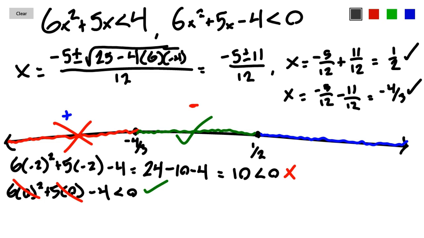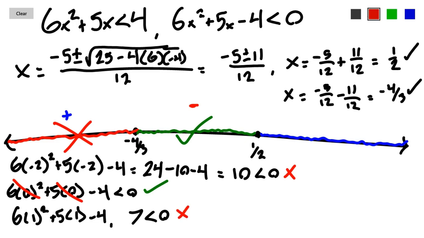And so now I'm going to pick a value along the blue portion of the number line, and I notice that I can choose x is equal to 1 for this. I have 6 times 1 squared plus 5 times 1 minus 4. So this is going to give me 6 plus 5, 11, minus 4 gives me a positive 7, which is definitely not less than 0. What this means is I'm going to get positive values for this interval over here, meaning that it is not valid as a solution.